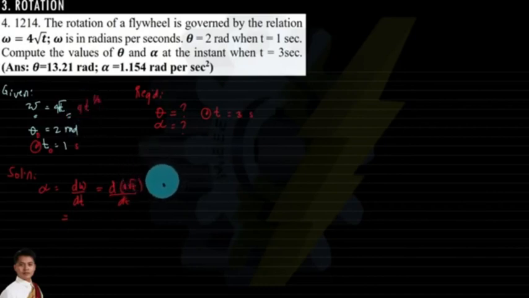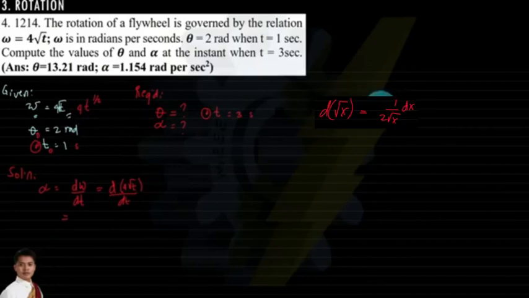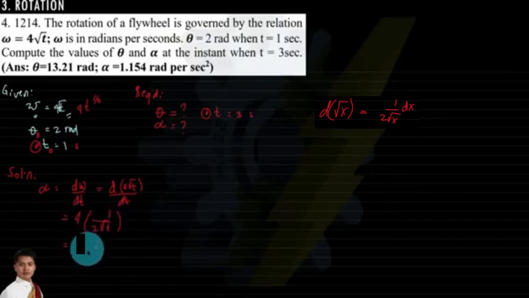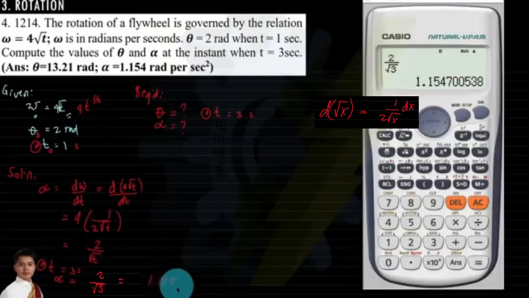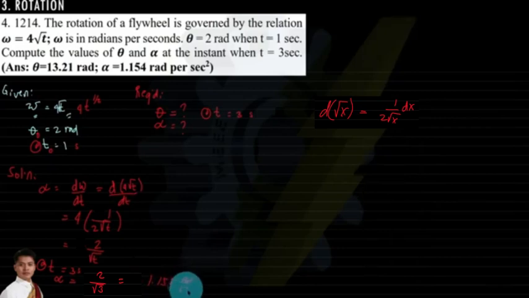But we can also use the formula for the derivative with a radical sign, wherein the derivative of, say for example, square root of x is equal to 1 over 2 square root of x. So any method of differentiating square root of t will give the same result. So let us use this one. This will become 4 multiplied by 1 over 2 square root of t, or this is equal to 2 over square root of t. Then at t is equal to 3 seconds, we can solve alpha using this equation. So we have 1.155 radians per second squared.